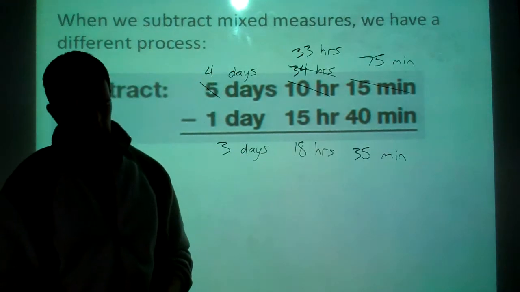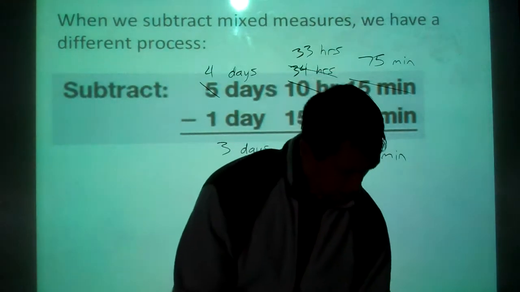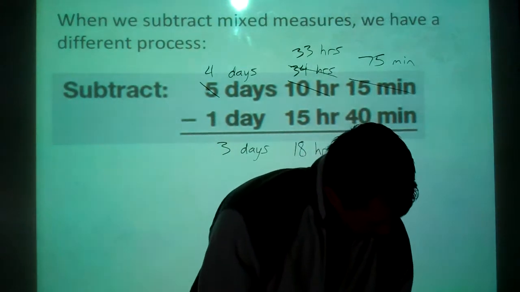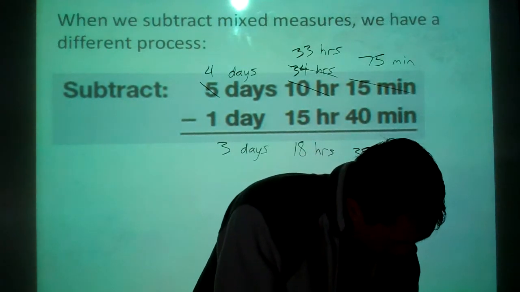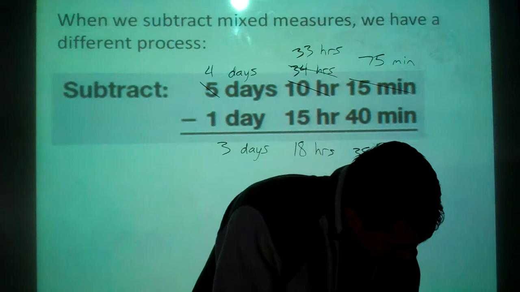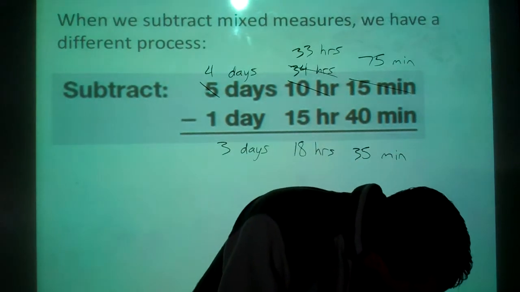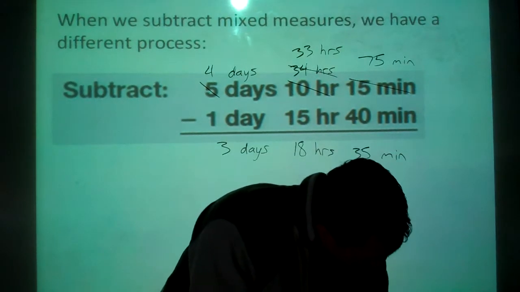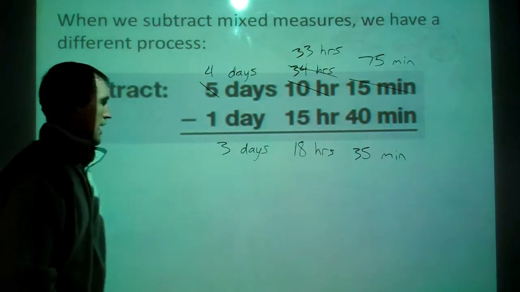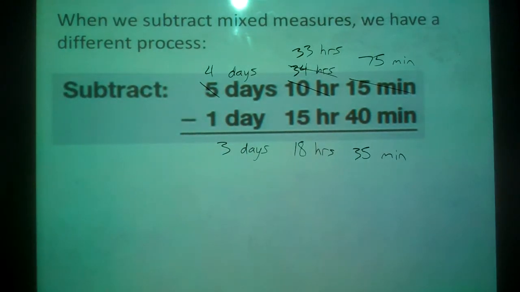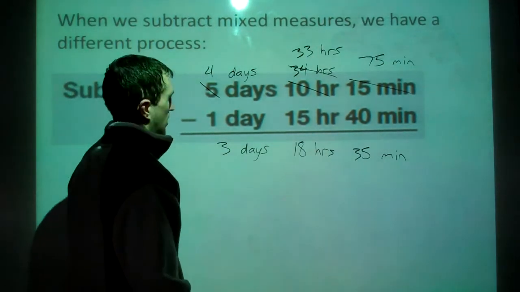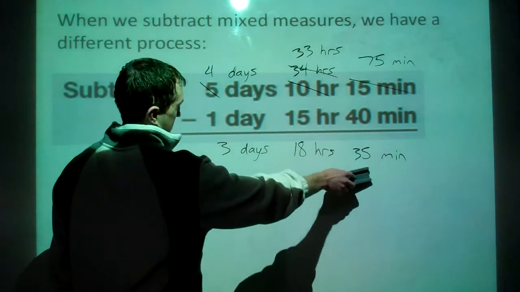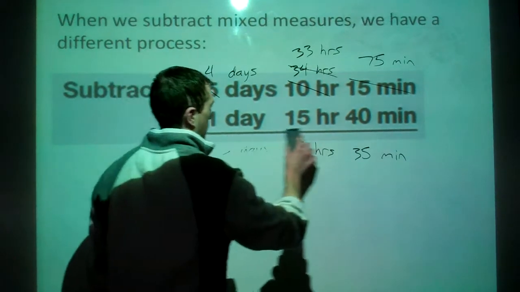I'm going to double check that one and make sure I got my work right here. 7th grade. But I think we're good. Three days, 18 hours, 35 minutes. Alright, we got that one right. Cool. Now we're going to try one more of those. We didn't have to simplify in the end because this is less than a day, this is less than an hour, so it worked out.